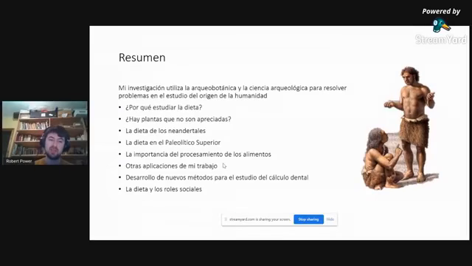And then I want to look at some of the other ways we can look at plants and how the role of plants has changed over time, such as plant processing and generally food processing as a whole. As well, I want to look at other applications of dental calculus and how we're developing the methods, as well as trying to use it to understand as broad an array of questions as possible, such as the social role of diet.